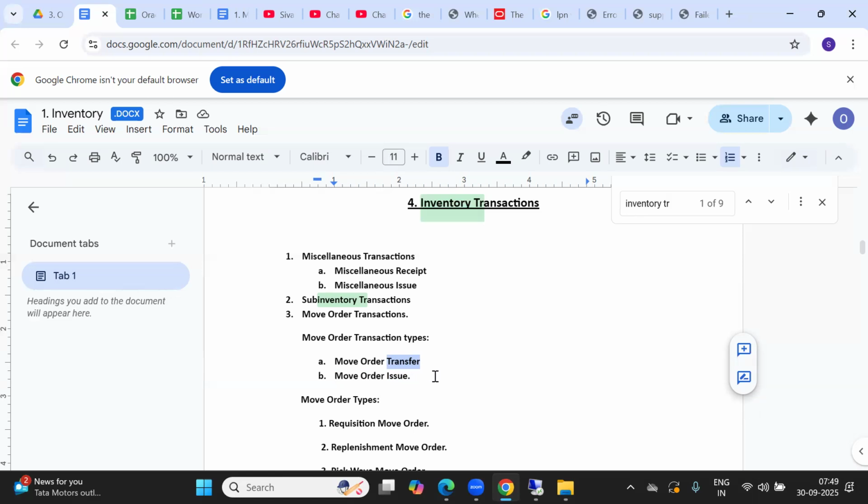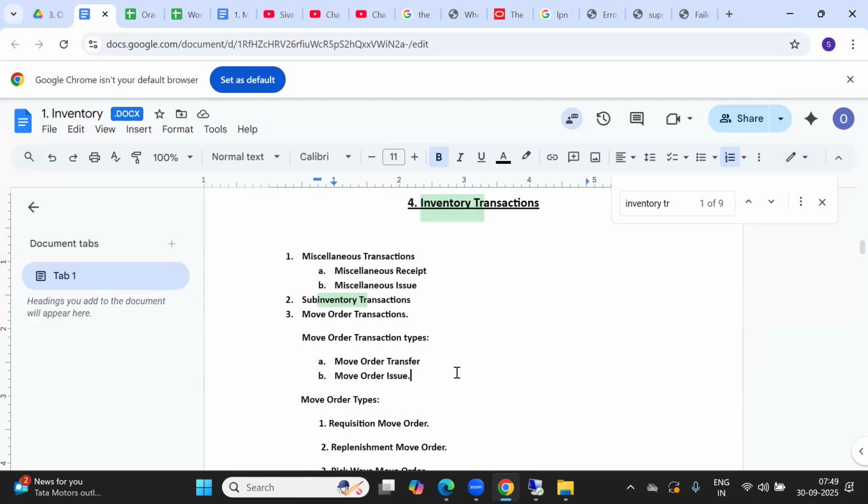It is for items which you can carry and which won't be consumed. For example, a laptop cannot be consumed. If you move it from one place to another, it will still be there. But if you move any snack or milk for employees from the staging area to a cafeteria, it will be consumed by the end of the day. For those types of consumable items, we use move order issue.